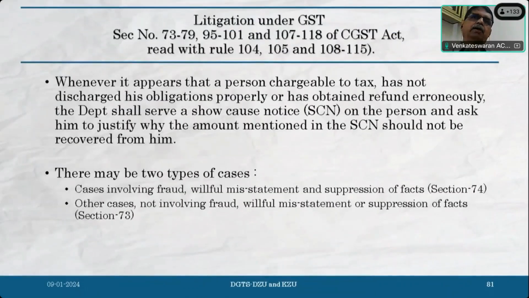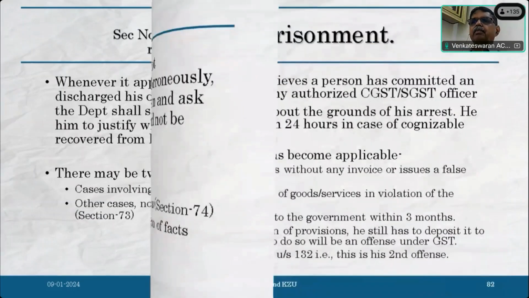Then litigation. If you are not properly assessing or complying with the provisions, whether assessment related or submission related, then action can be initiated under section 73, 74 or 75. Section 73 is for non-suppression cases. Section 74 is where there is suppression. Section 75 is where you collected the tax but did not pay the tax at all. So there, litigation is also possible.